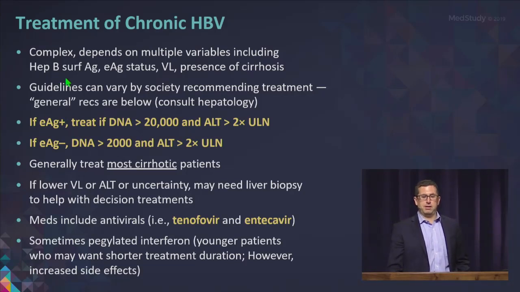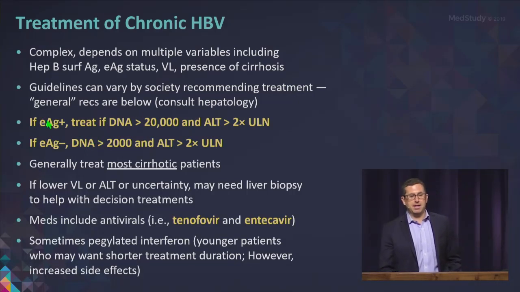It really depends on the Hep B surface antigen status, E antigen status, the degree of viral load elevation, and whether or not the patient has cirrhosis. So generally, if the patient is E antigen positive, you're going to treat if the viral load DNA is greater than 20,000 and the ALT is greater than 2 times the upper limit of normal. If the E antigen is negative, your treatment threshold for DNA is actually lower, and you're going to want to treat over 2,000 as opposed to over 20,000.